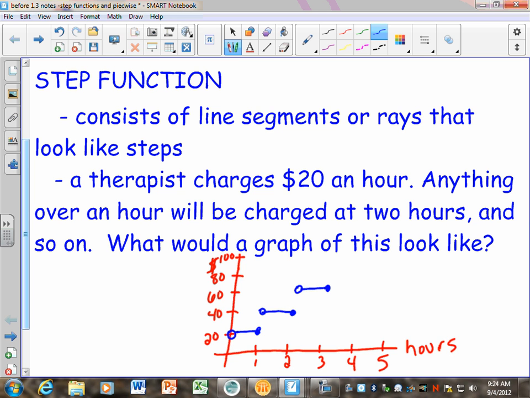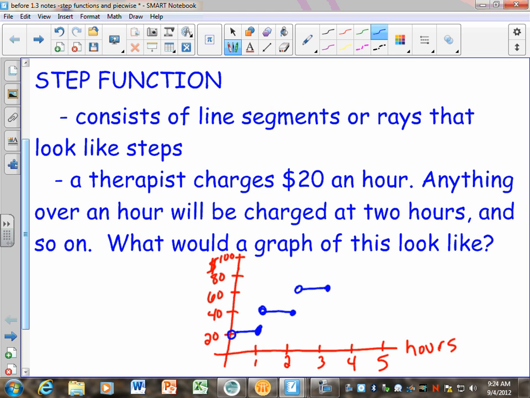Circle all that. This one's not filled in either. Notice this was an open circle. This one's not filled in because at 1 hour, what would you be charged? So that's why down here is filled in, and I have the same open circle up here at 20. Open circle means it's not included because at 1 hour, it's not really $40, it's $20. Does that make sense?